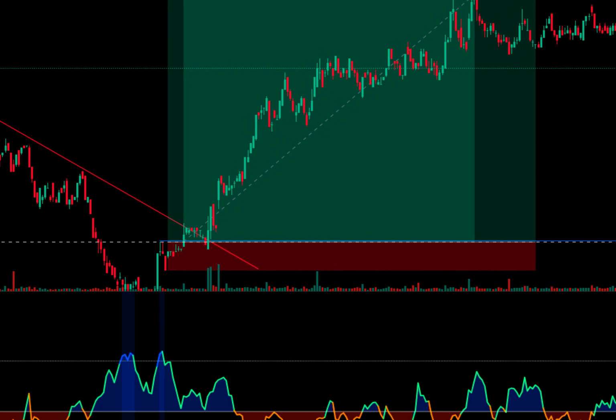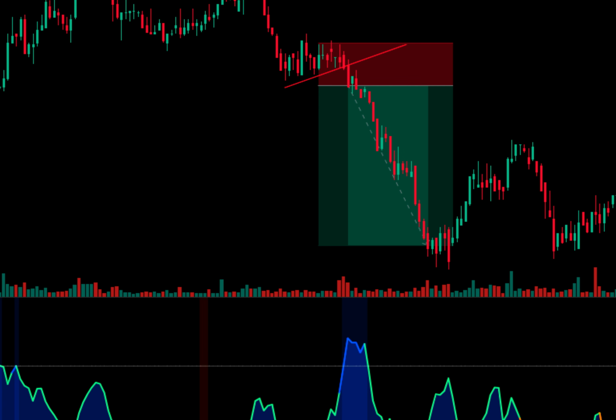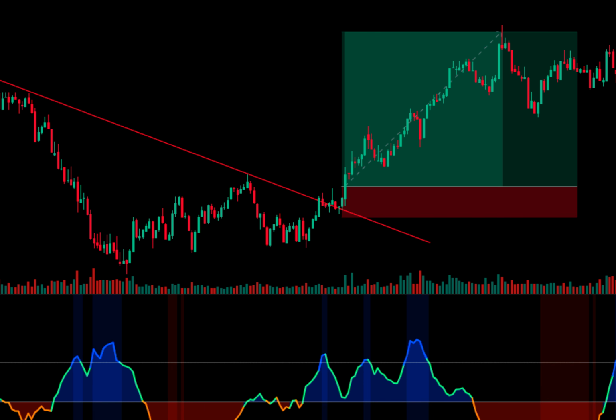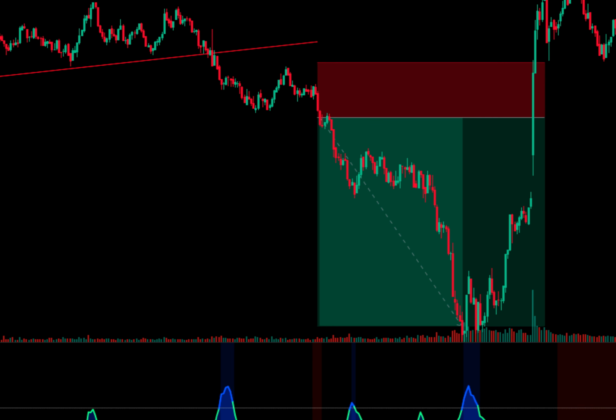Look, this isn't some magic pattern. It's simple, almost boring. And that's exactly why it works. Most traders lose money because they're chasing excitement, indicators, signals, constant trades. This does the opposite. You wait. You let the market show its hand, and then you hit it when it's ready to move.